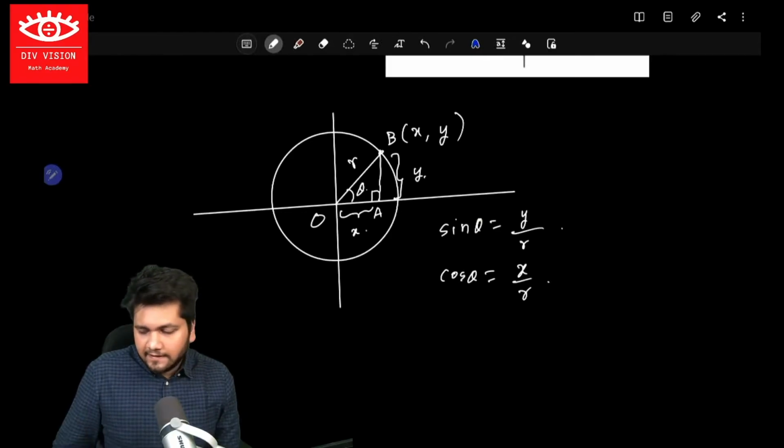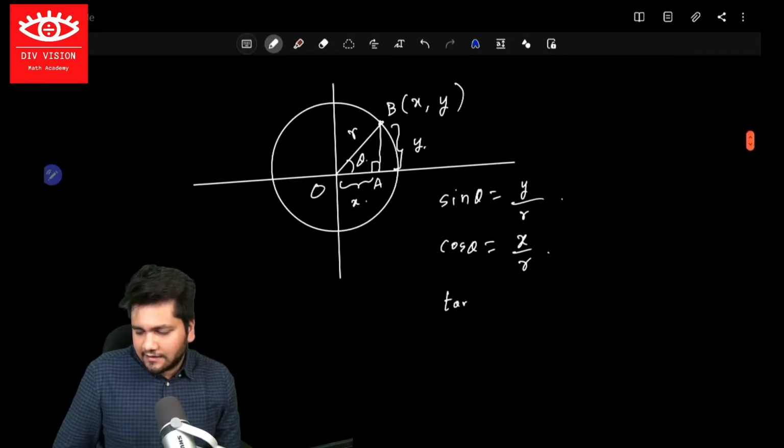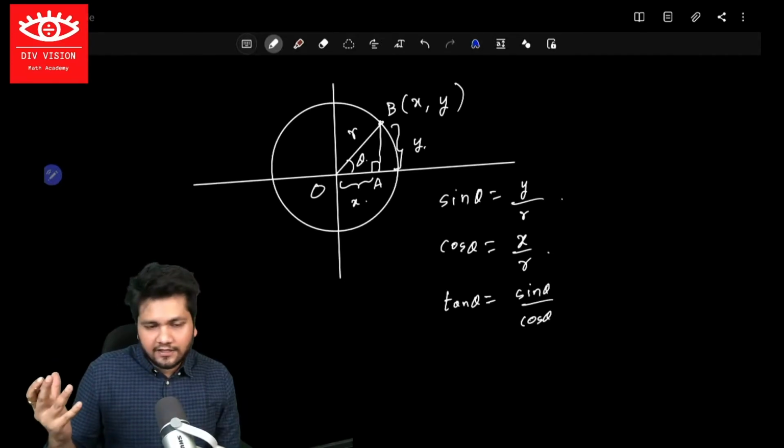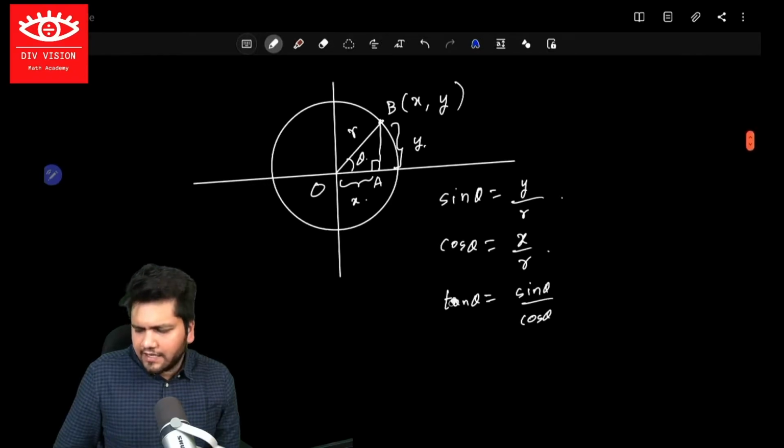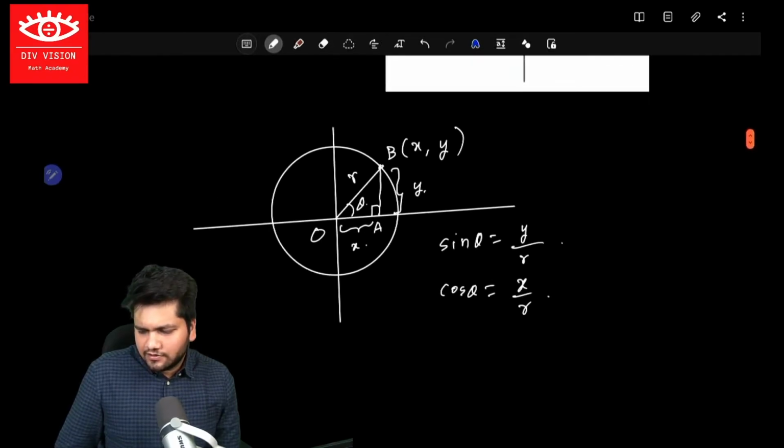Of course, now see, the thing is tan theta is nothing but sine theta upon cos theta. So our main trigonometric ratios are sine theta and cos theta. From that we can determine tan theta and everything. So our main ratios are sine theta and cos theta. So we got sine theta as y by r and cos theta as x by r.